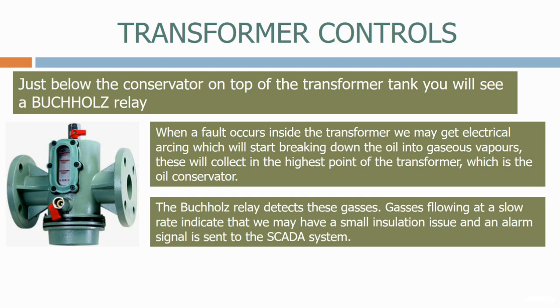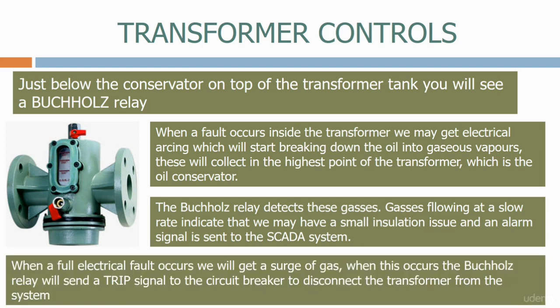Gases flowing at a slow rate indicate that we may have a small insulation issue, and an alarm signal is sent to the SCADA system. When a full electrical fault occurs, we will get a surge of gas. When this occurs, the Buchholz relay will send a trip signal to the circuit breaker to disconnect the transformer from the system.